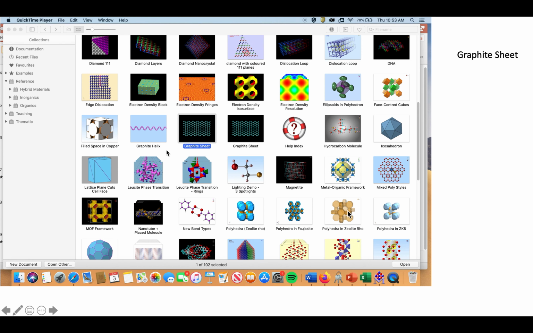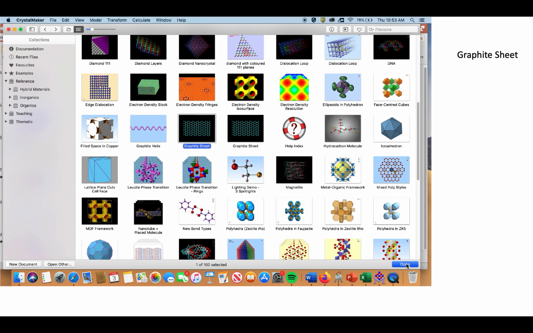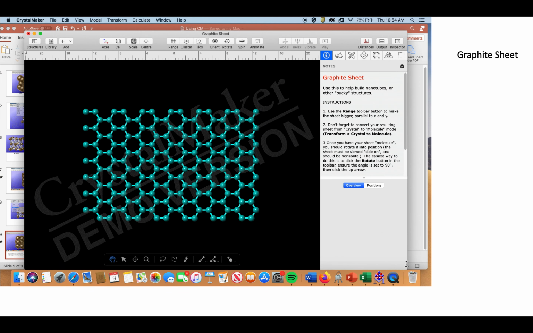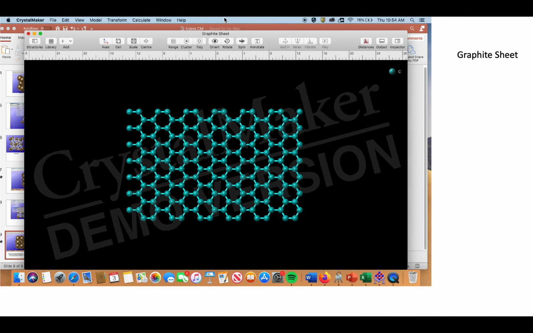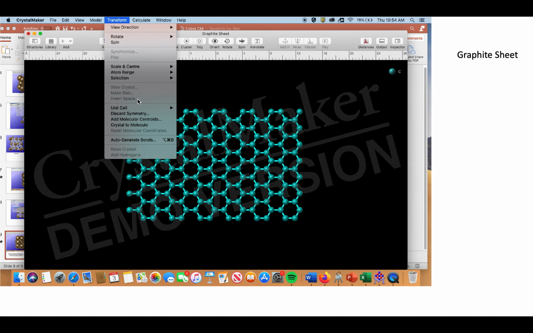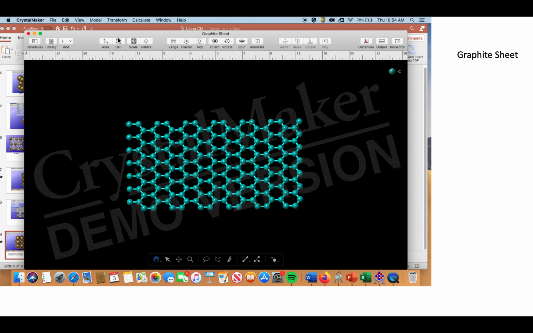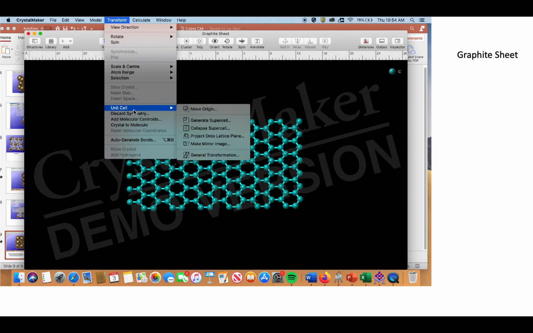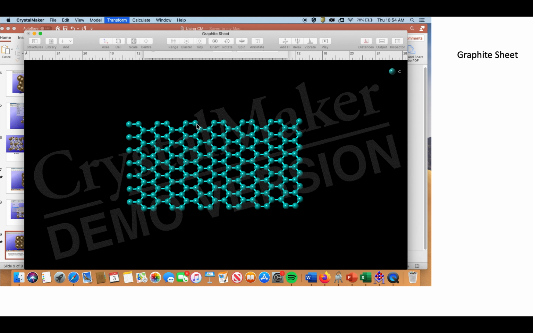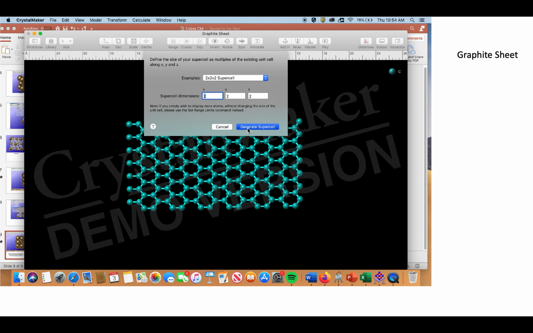So this is what I like with the graphite sheet one. So I'm going to open up that file. Let's get rid of the information on the right-hand side. So they're choosing to make it look with this particular representation. They're trying to have it say, oh, let us show you what one sheet looks like. But I'm not going to let the program boss me around. I'm going to generate my own supercell.